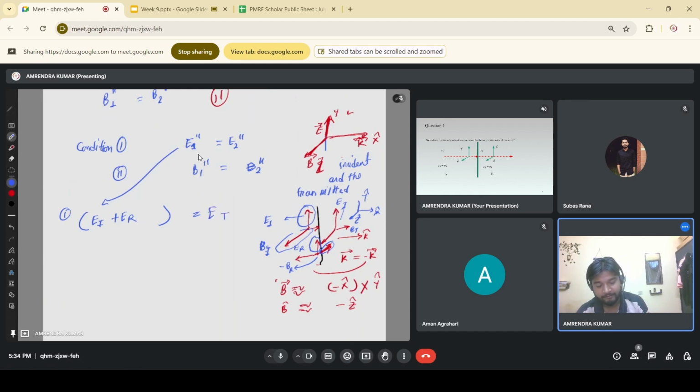E transmitted. Now the second thing is we have the total magnetic field. So B incident minus B reflected, because it's reversed, that's why the minus sign. Total will be the subtracted one, equal to what? B transmitted, right? Total magnetic.